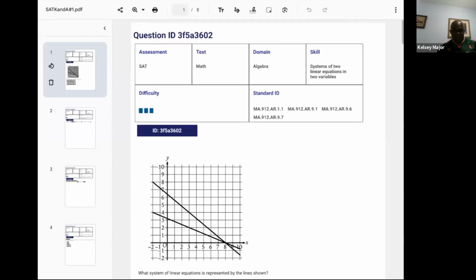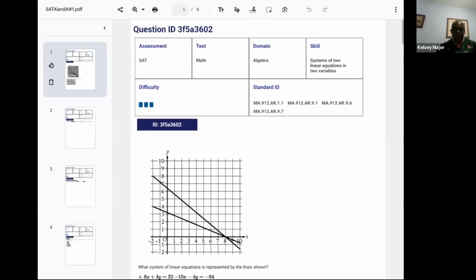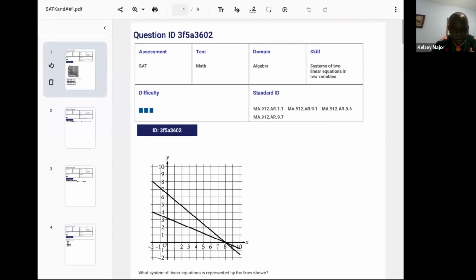A SAT math session on mostly systems of equations, which is systems of two linear equations, which we see a lot on the SATs. But we're going to get started. So these are questions directly from the College Board.